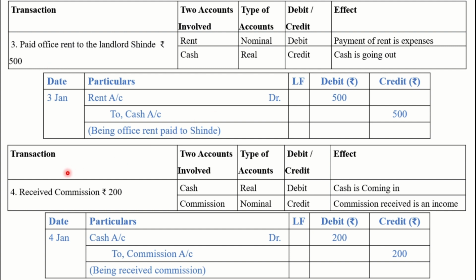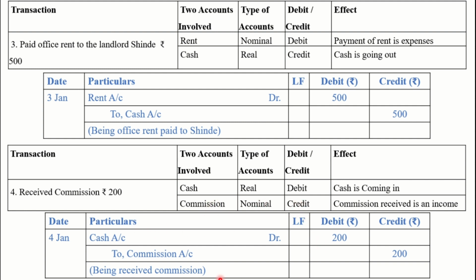Fourth transaction: received commission rupees 200. Which two accounts are involved in these transactions? Commission and cash. Received commission means cash is coming into the business. Cash is a type of real account. The rule of real account is debit what comes in. Commission is a type of nominal account. Here received commission means this is income. And the rule of nominal account is credit income and gain. That's why commission account is credited.